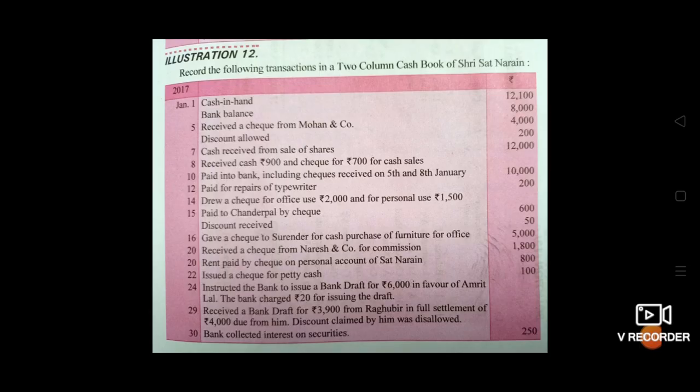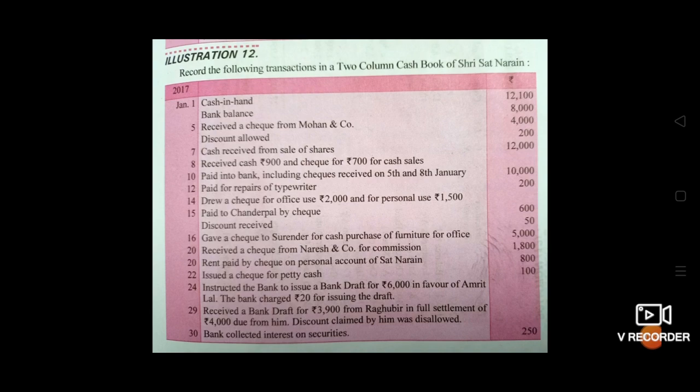Now 7th January, cash received from sale of shares rupees 12,000. Shares is our investment and so we have to enter the entry by giving heading investment. Entry will be receipt side cash column. 8th January, received cash rupees 900 and check for rupees 700 for cash sales. Again received cash rupees 900. This entry will be in receipt side cash column.